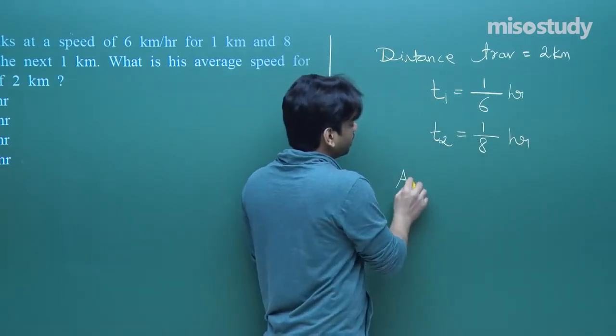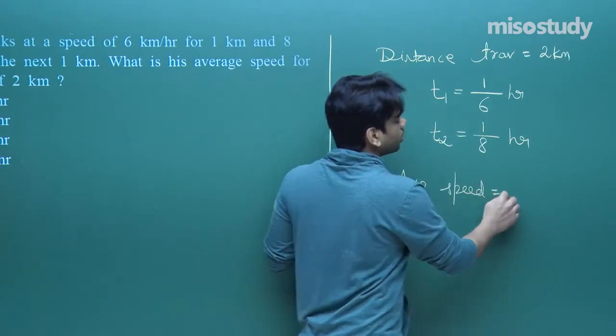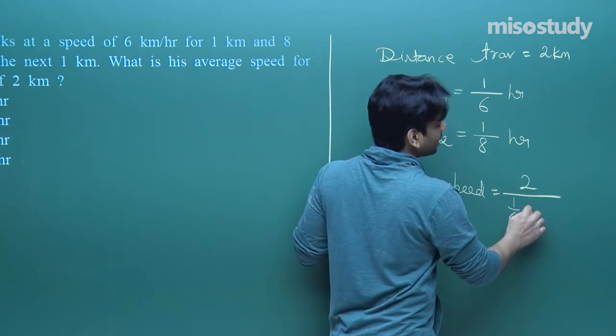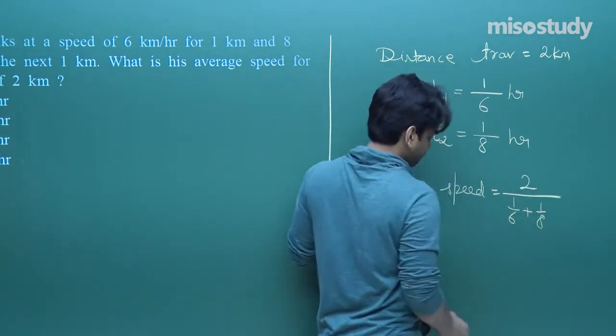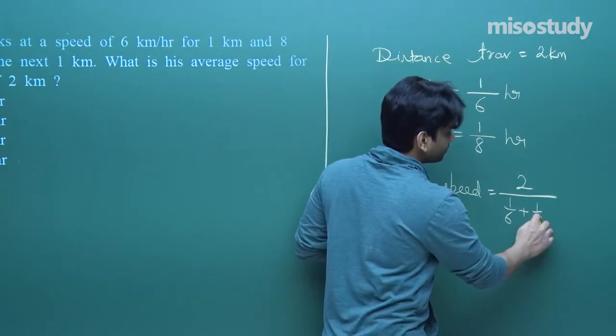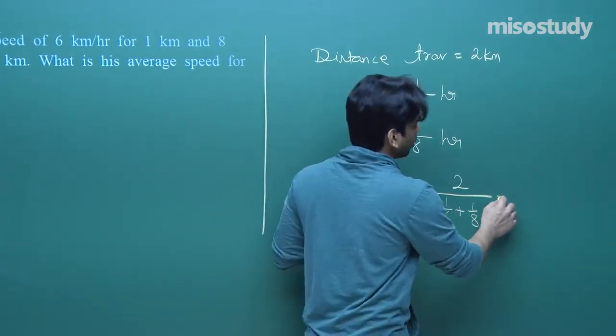Now the average speed for his overall journey, see what it will come out to be. Total distance upon total time: 2 divided by 1 by 6 plus 1 by 8. I believe that now you can easily solve this. 2 divided by 1 by 6 plus 1 by 8, see what will come out.